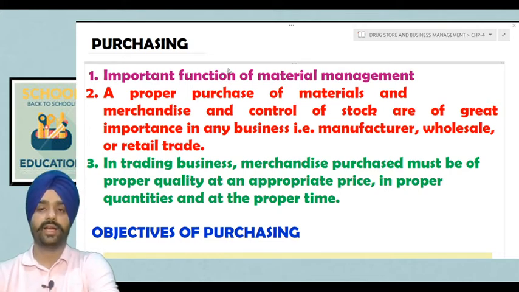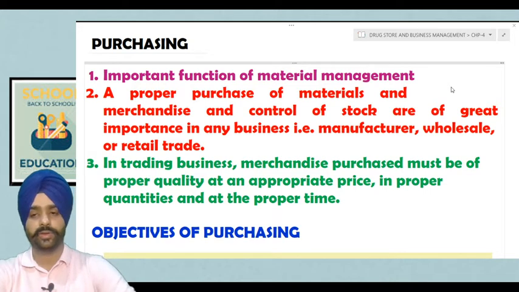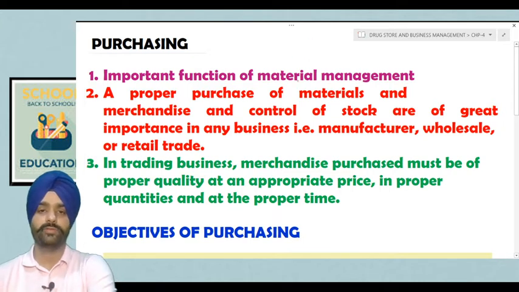In today's class we shall be discussing the purchasing procedure. What is purchasing, its objectives and methods of purchasing. So now let us start. What is purchasing? It is an important function of material management. The main material required for a retail pharmacy store is the pharmacy product.